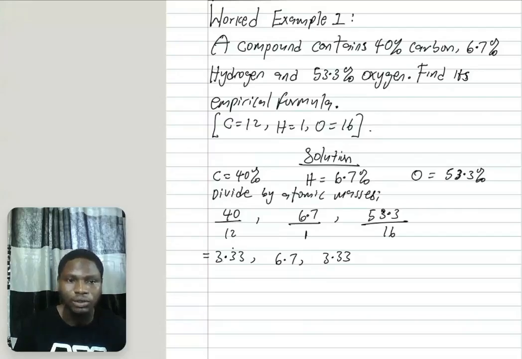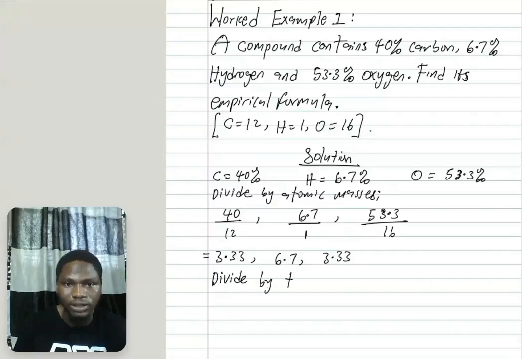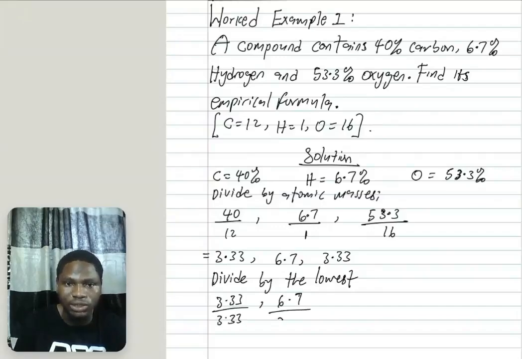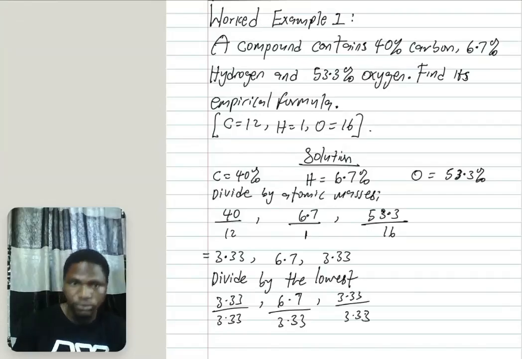Now after writing the second step, the next step is to divide by the lowest. So what is the lowest here? The lowest here is 3.33. So divide by 3.33. So 3.33 divided by 3.33, 6.7 divided by 3.33, 3.33 divided by 3.33. What would that give you?